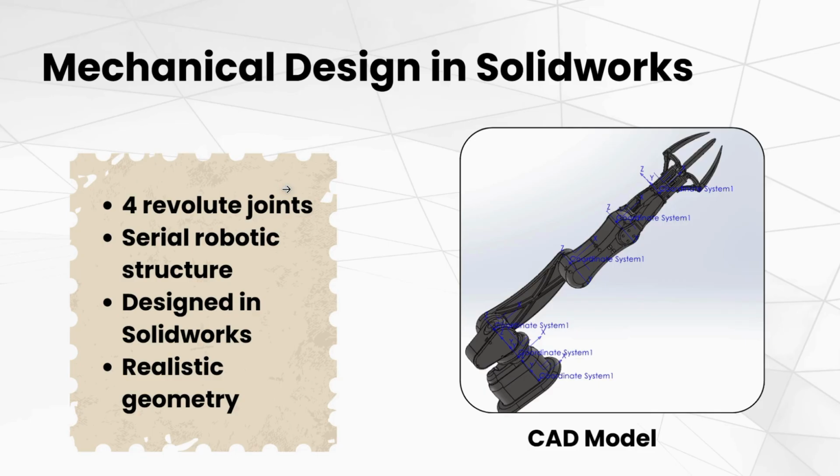Then the SolidWorks model is exported into MATLAB using the Simscape Multibody link. This step is very important because it automatically transfers physical information such as link masses, center of mass, inertia tensors, and joint definitions. As a result, the Simscape Multibody model directly reflects the real mechanical design rather than being an idealized or simplified representation.